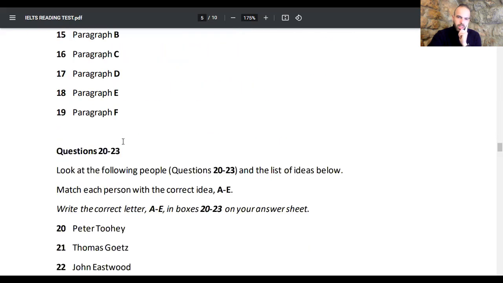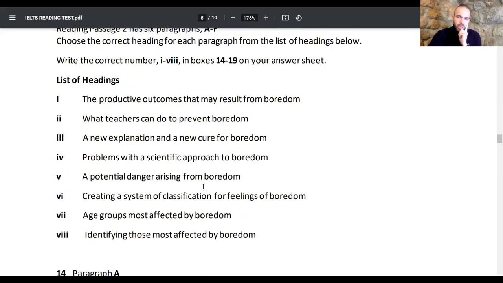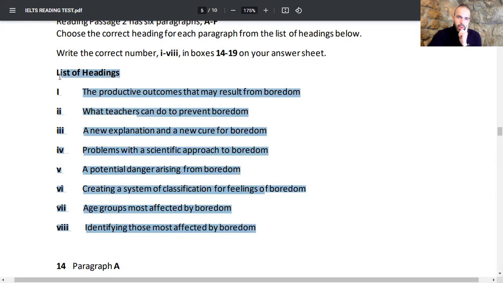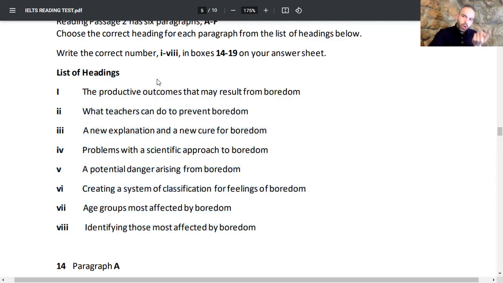So what you have to do is first read all the headings very well, underline the keywords, and try to read it in your first language. So try to understand the context of every single heading to be able to spot or to match the right one with the paragraph. Once you are done reading all the headings, understanding them very well, and underlining the keywords, then you have to go to the text and start reading the paragraphs. But before, let's read them together.